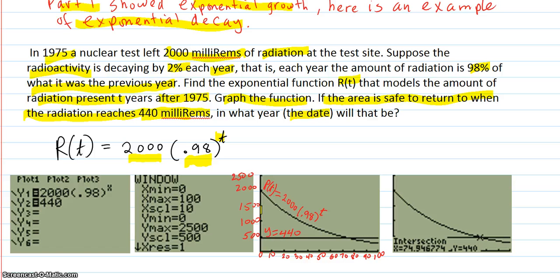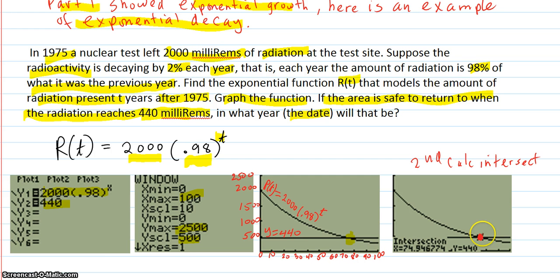Alright, so we're going to figure out this problem. We put the function in Y1, and we put the 440 in. We're going to find out where this function becomes 440. Now I showed the window here. I had to fool around with this window to get the intersection to show up, and with this window, the intersection shows up right here. Then you do a second calc, intersect, that we've done plenty of times before.